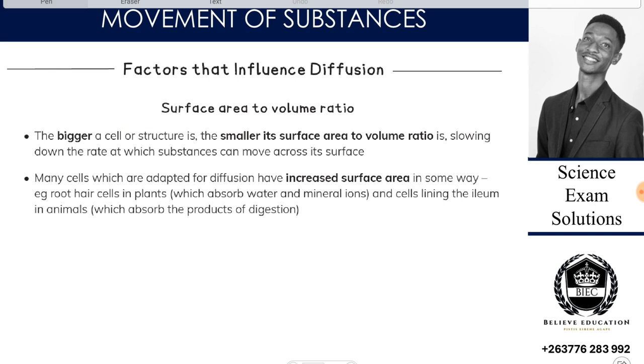Then let's look at the factors that influence diffusion, or factors that affect the process of diffusion. And so yekutanga yedu factor yatinayo, it's surface area to volume ratio, or in general terms tongoti surface area. And so the bigger a cell structure is, the smaller the surface area to volume ratio is, slowing down the rate at which substances can move across its surface.